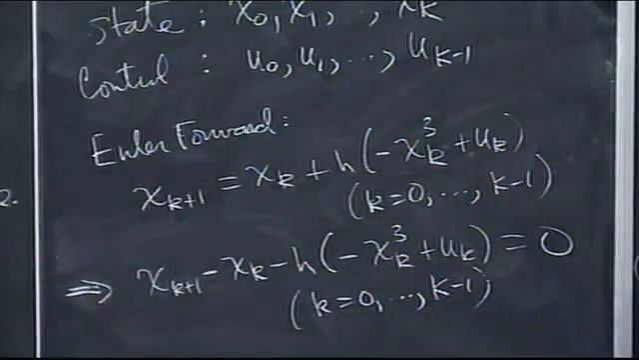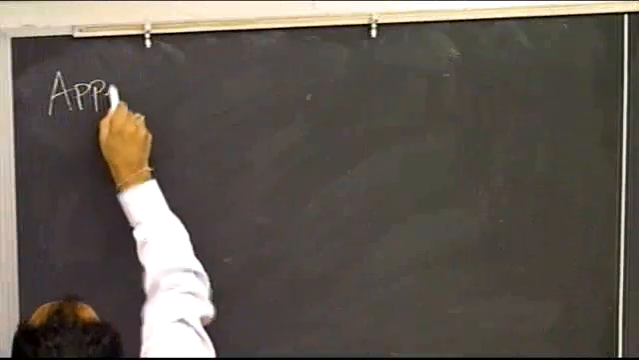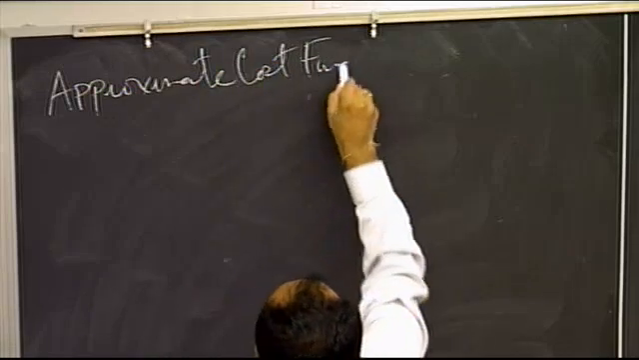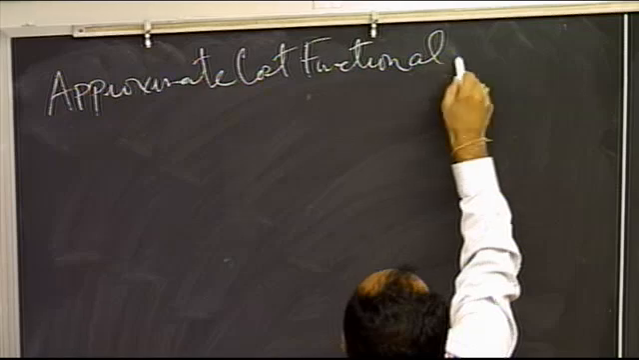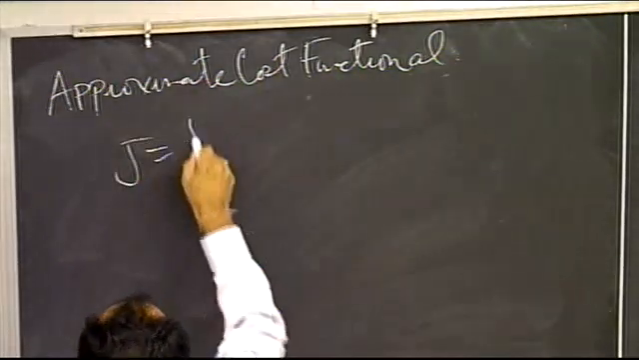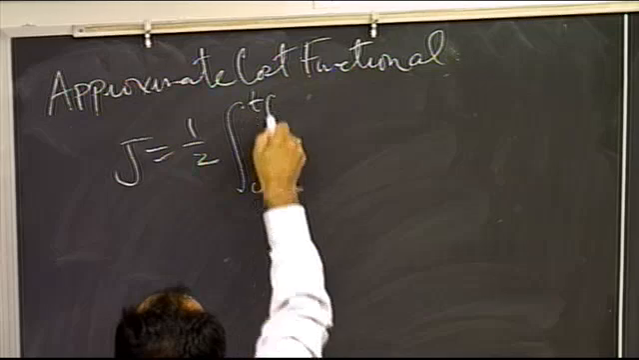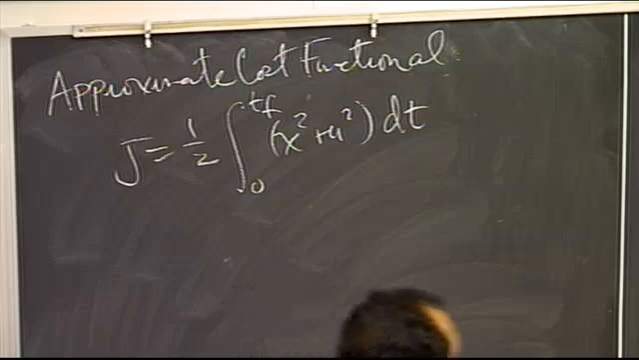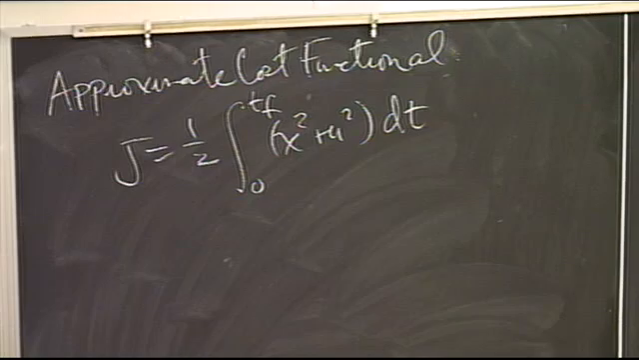Now, the next thing I have to do is discretize the cost. I'm not doing this in any particular order. So now we have to approximate the cost functional. I know that J is equal to 1/2 the integral from 0 to tf of x squared plus u squared dt.